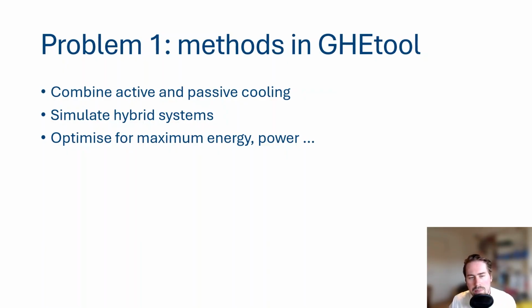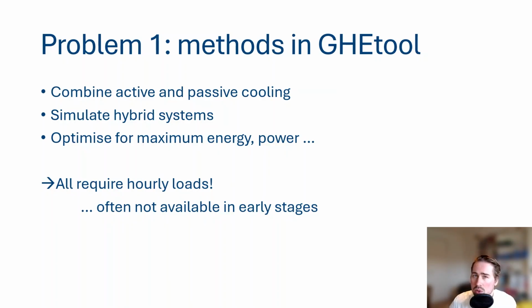But the problem is that they all require hourly loads. So we need an idea on when the building needs heating and cooling for every hour in the year in order to run the methodologies behind these more advanced methods. And the challenge is that this type of data is often not available, especially not in early design stages when these concepts typically are decided upon. So that's a little bit the problem. We have powerful methods, but at the moment when we need them, we don't have the information.